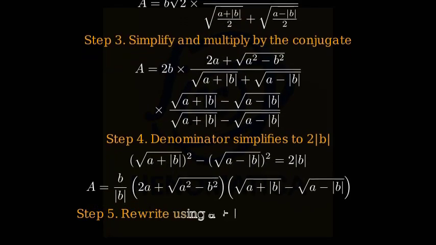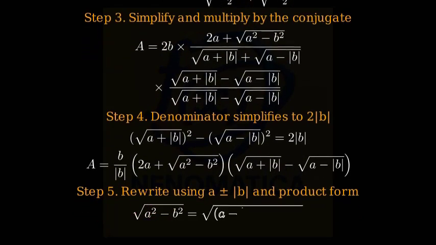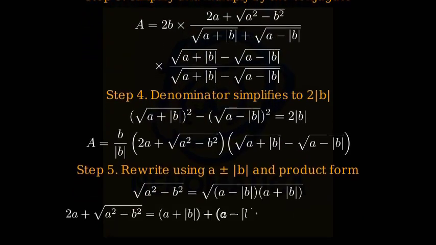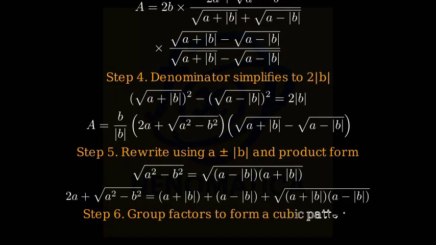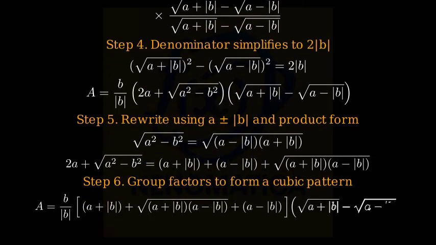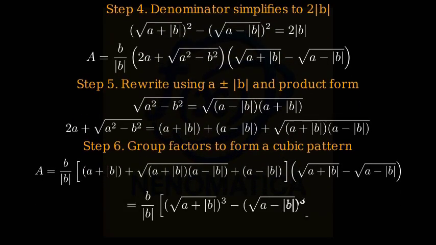Use the identity square root of a squared minus b squared equals the square root of a minus absolute b times a plus absolute b. Then split 2 as a plus absolute b plus a minus absolute b. Collect the terms in brackets, and notice the sum times the difference gives the difference of cubes in radical form. That yields the cube pattern of the two square roots.